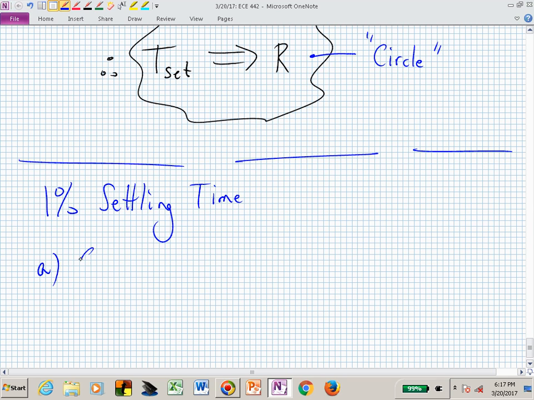Suppose somebody says we're given a settling time, T settle, and we want to know what is R. Again, what we're trying to do is find desirable locations for our closed loop poles for a system.